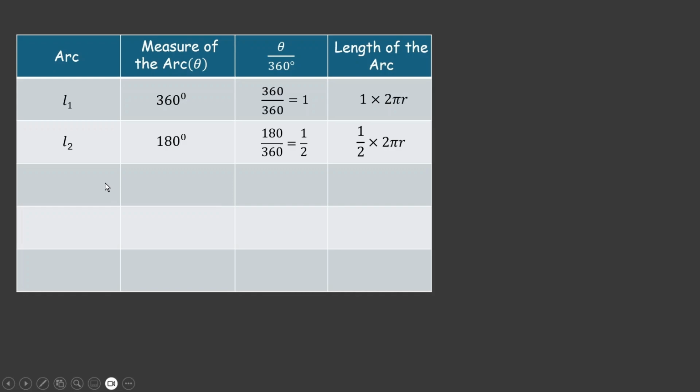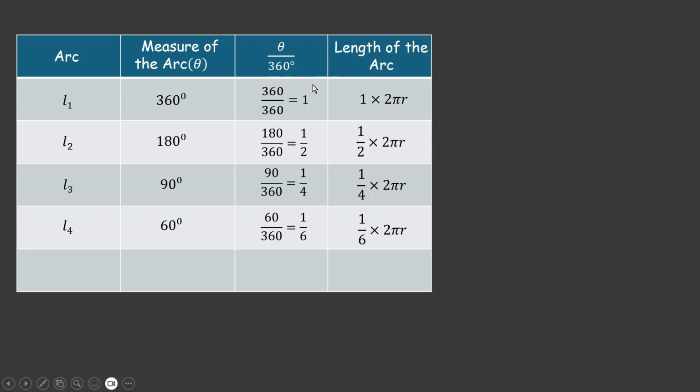When the arc is L3, it covers an angle of 90 degrees. 90 by 360 is 1 by 4. In this case, the length was 1/4 of 2 pi r. When the arc was L4, when it covered an angle of 60 degrees, 60 by 360 is 1 by 6. And the length of the arc is 1 by 6 of 2 pi r.